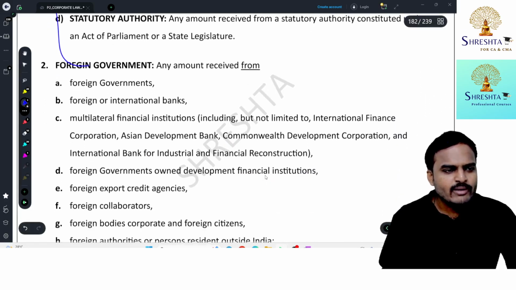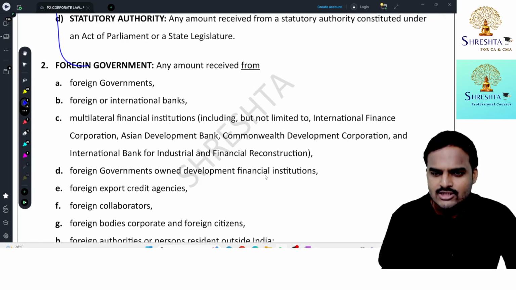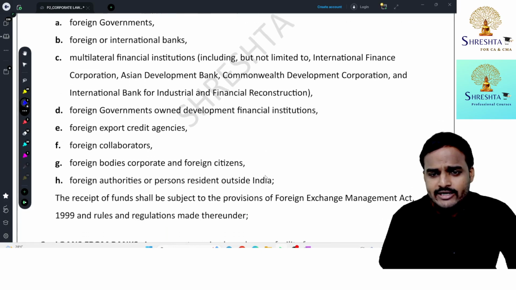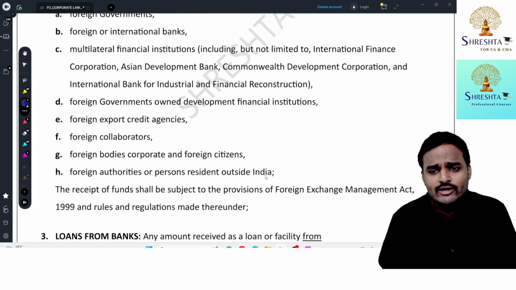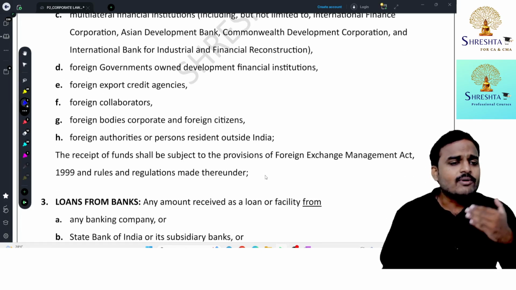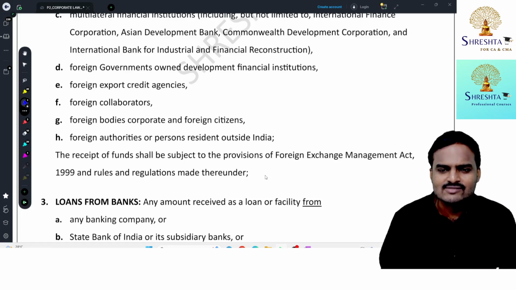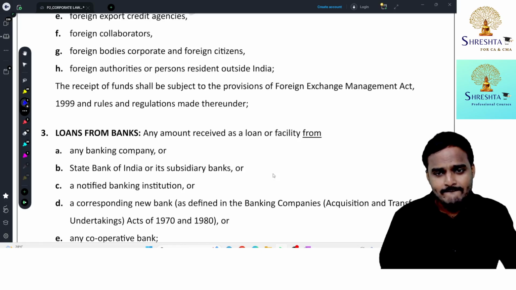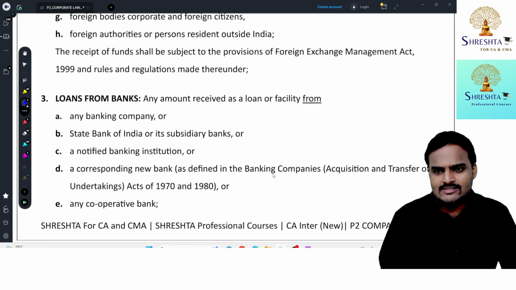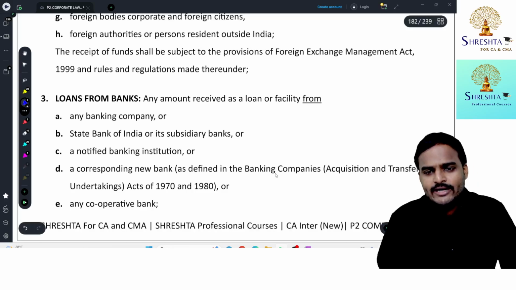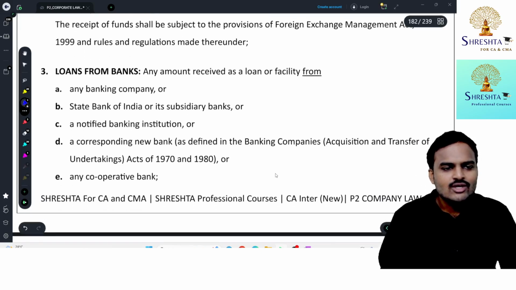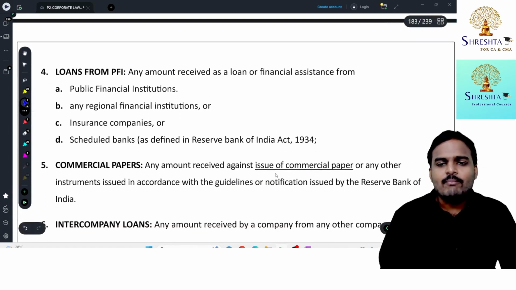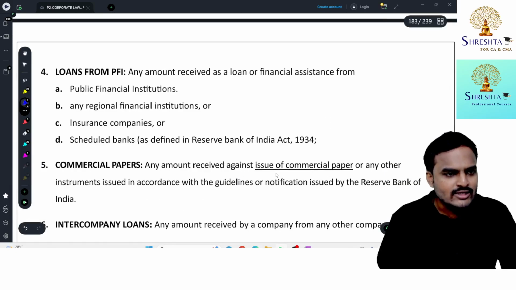Amount received from foreign governments, foreign or international banks, multilateral financial institutions, foreign export credit agencies, foreign collaborators, foreign body corporate, foreign citizens, foreign authorities, persons resident outside India, simply foreigners, not a deposit, subject to FEMA rules and regulations. Next one, loan from banks. Any amount received as a loan or facility from banking companies, SBI, cooperative banks, notified banking institutions, not a deposit. Amounts received from public financial institutions, insurance companies, scheduled banks, not a deposit.